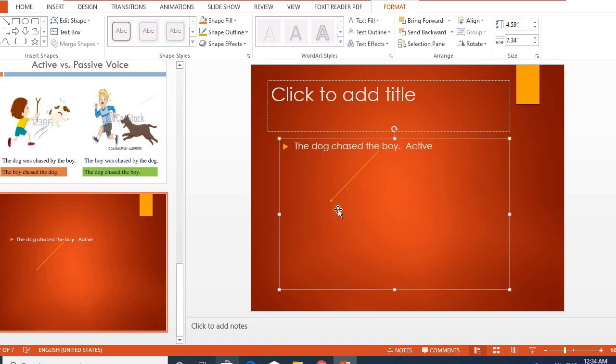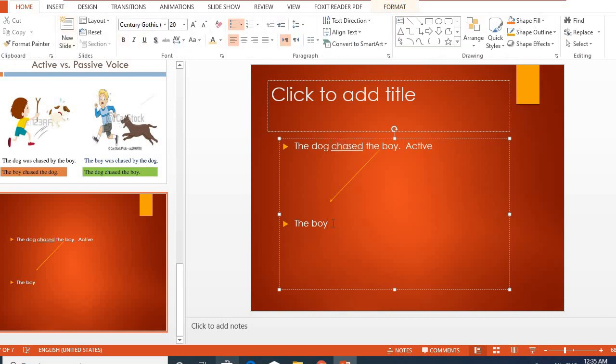Okay, so I take the object. What is my object? The boy. I put it at the beginning. The boy. And then what do I have? The verb. What is the verb?